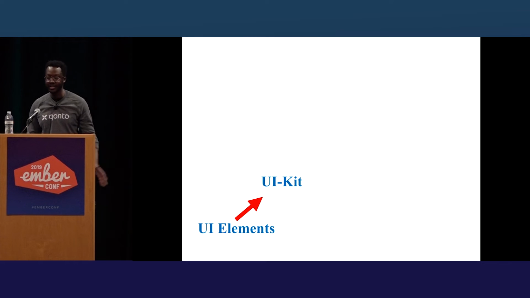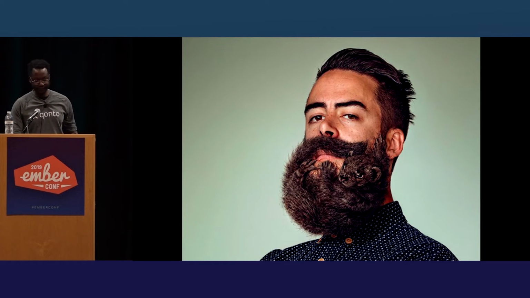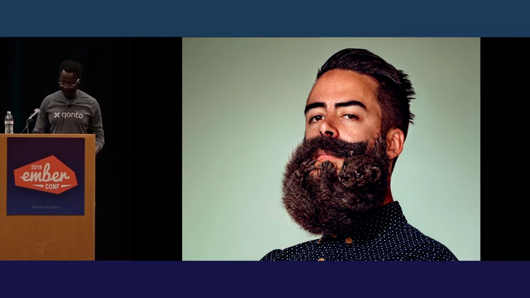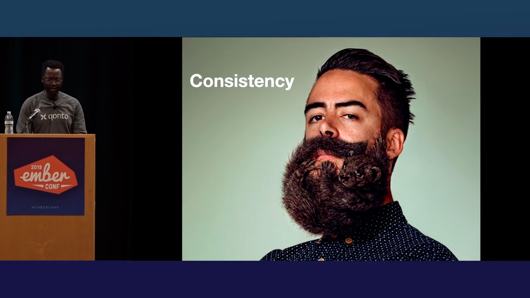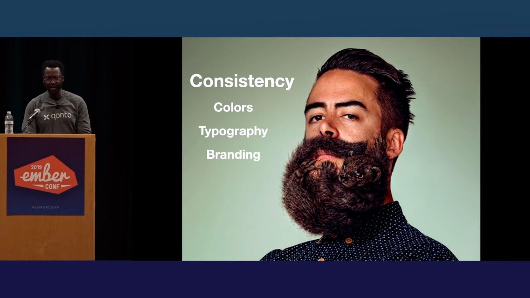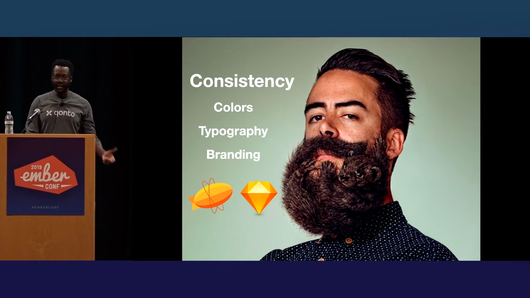So now we have a UI kit. And we're happy. We could go home. This could be the end of the talk. It's just technical. But designers. Michael from design has some questions. Consistency. What about colors? They're not the same everywhere. Typography, branding. We use these tools. You know about them? We have our own style guide, our own color lists.